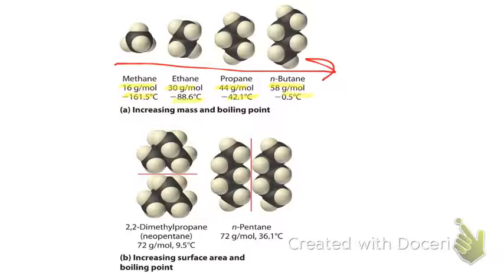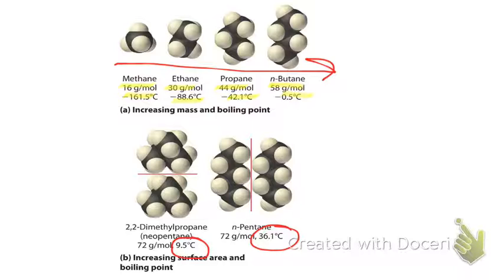So down below we have two different organic molecules. They have relatively the same molecular weights. They both have 72 grams per mole, but their shapes are different. And if you look at their boiling points, and I'll circle them here, 2,2-dimethylpropane has a boiling point of 9.5 degrees C, whereas pentane has a boiling point of 36.1 degrees C.